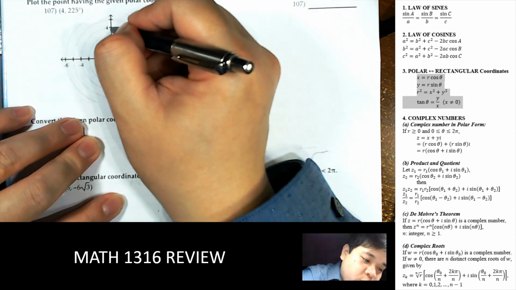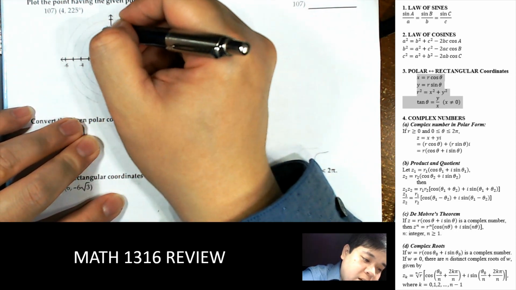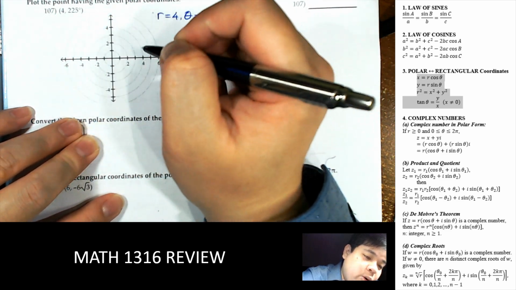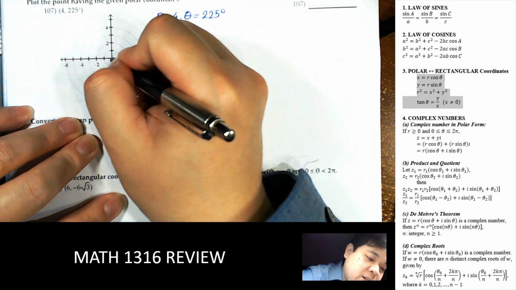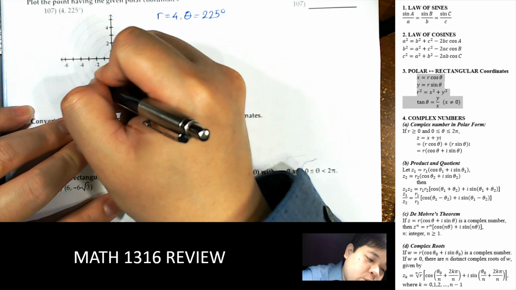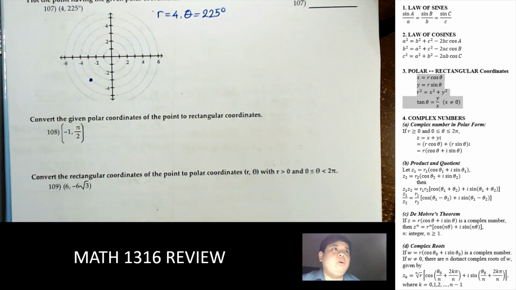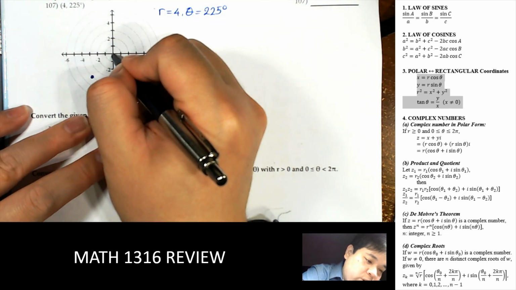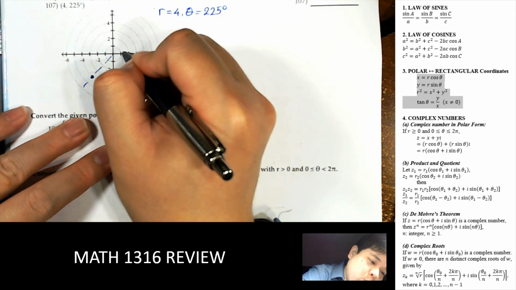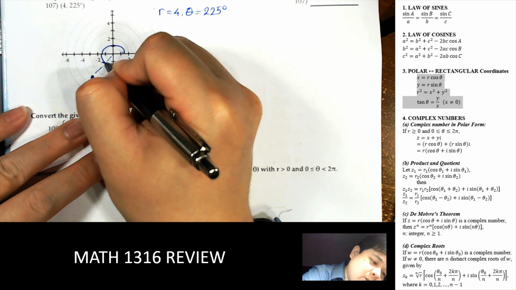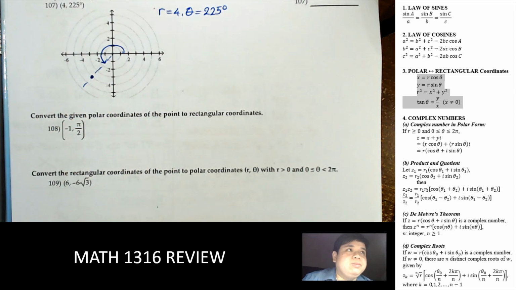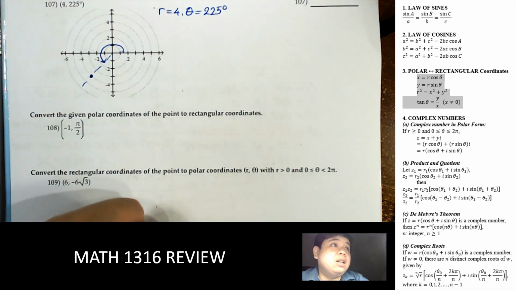The radius is equal to 4, and the angle theta is 225 degrees. So the radius is 4, so that will be on the circle of radius 4. 225 is in the third quadrant, so it's going to be this point. The radius is 4 and the angle is 225, which is this angle. So that's just that.